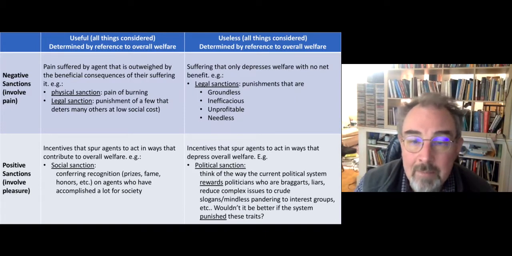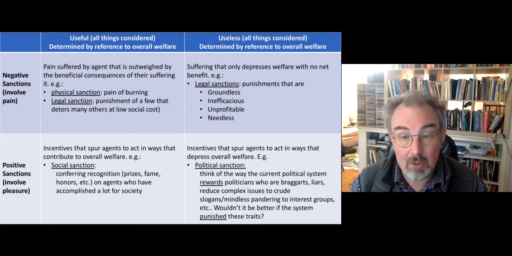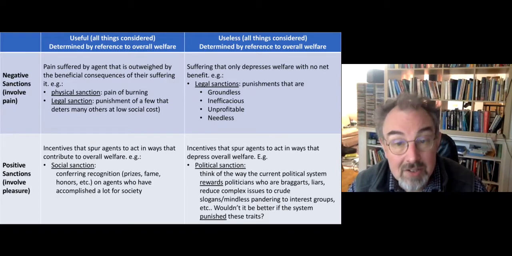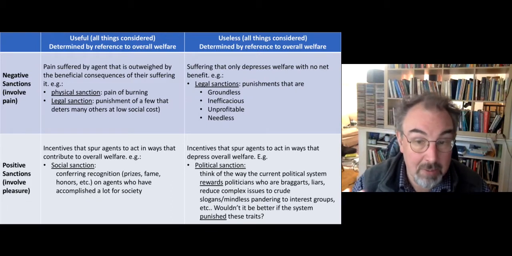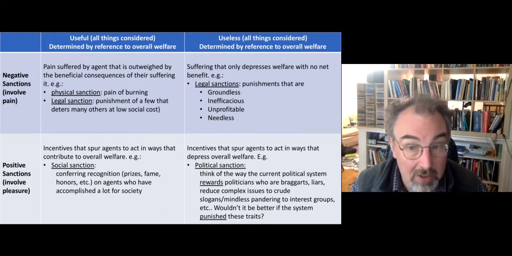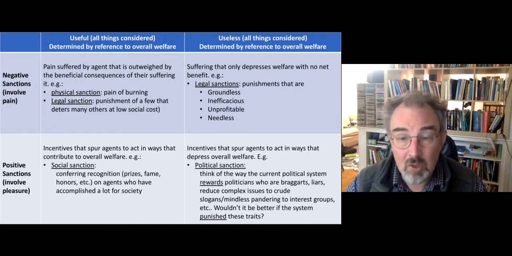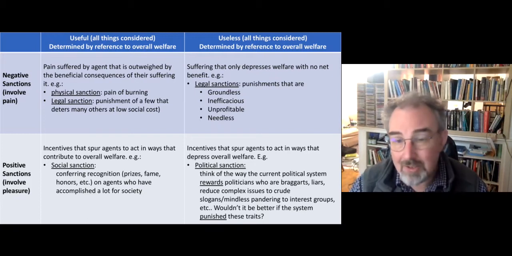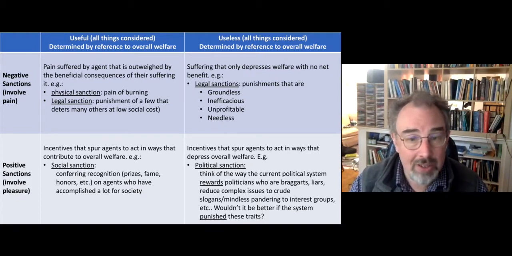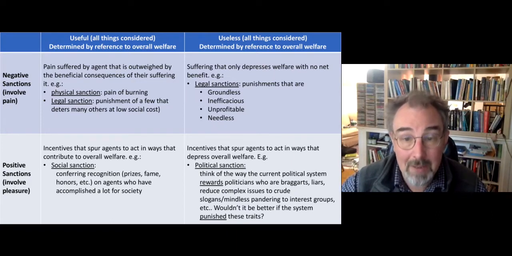And then, of course, also sometimes there are positive sanctions that spur, this is the bottom right quadrant, there are positive sanctions that actually spur agents to act in ways that depress overall welfare. If you want a good example of this in the political sphere, think of the way in which the current political system systematically rewards politicians who are conceited braggarts, liars, who are encouraged constantly to reduce complicated and difficult political questions to crude slogans, propagandist, mindless pandering to interest groups and so forth, in ways that probably lead to very, very poor public policy making, right?